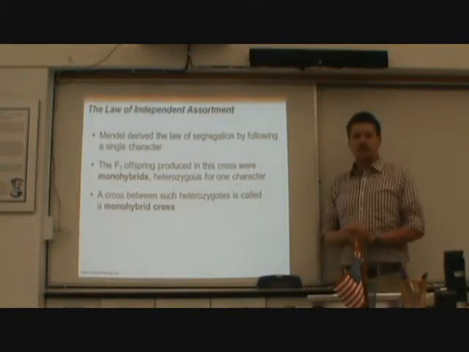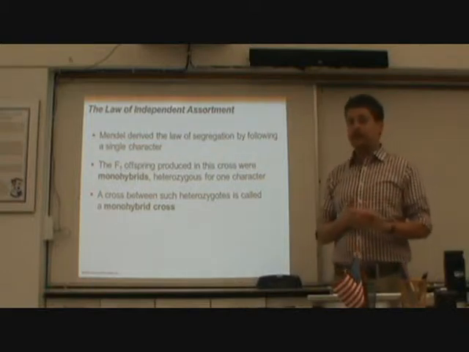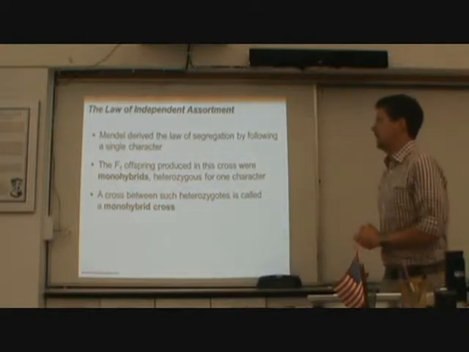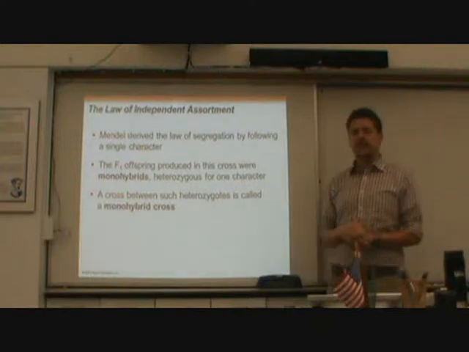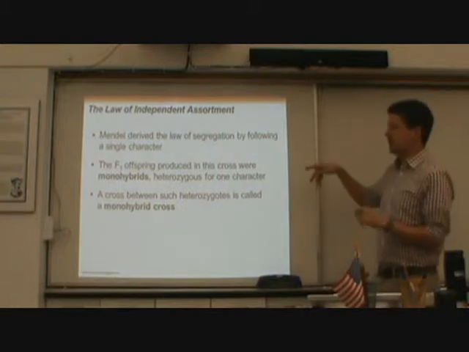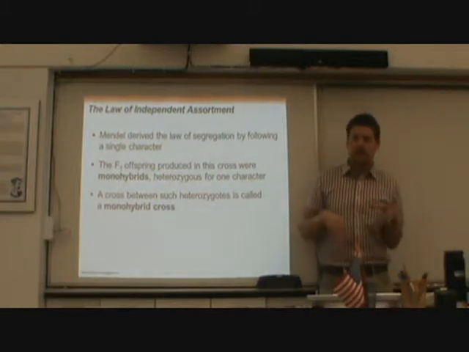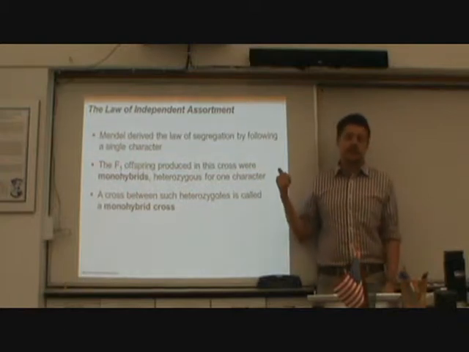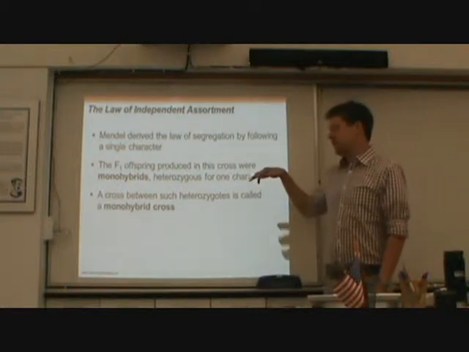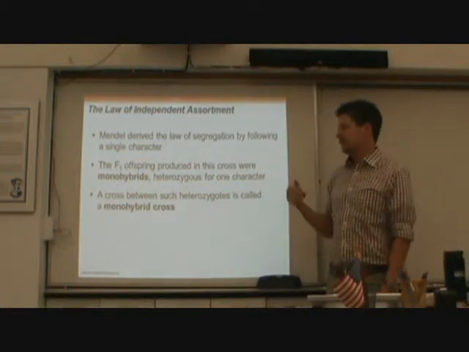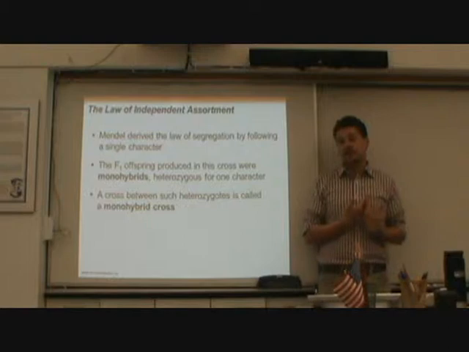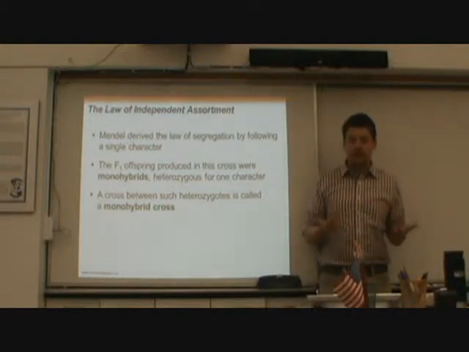So, the law of independent assortment. We already talked about independent assortment in the last chapter, I think the end of the last chapter. But this is another conclusion that Mendel came to. So he came to that law of segregation by following just a single character and tracing that. So we were looking, for example, at the flower color. And the F1 offspring that he produced in those crosses were known as monohybrids because they were heterozygous for just one character. And then when you cross those together, you get what's called a monohybrid cross.